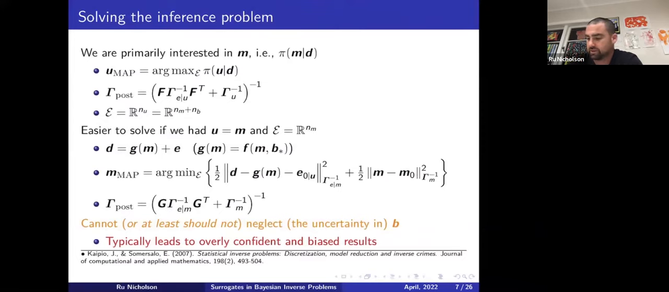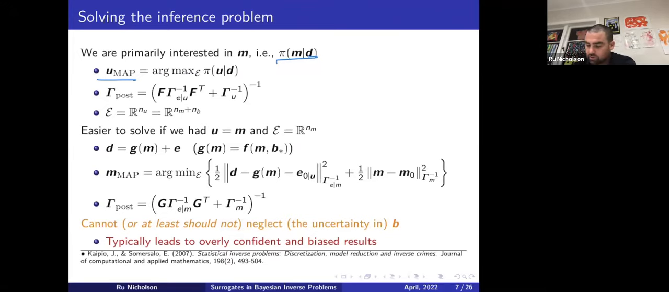Right, so as I said up front, we're only interested in a subset of the parameters. We're only interested in M. And so in the Bayesian framework, we'd only be interested in that marginal posterior. And so again, what do we have to calculate? We have to calculate this MAP estimate, and we have to calculate this posterior covariance matrix, and the space that we have to do that over.